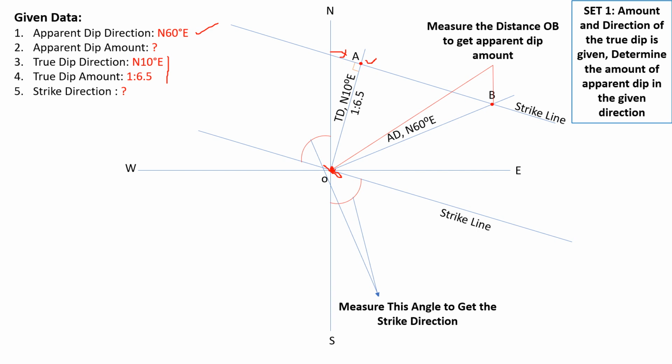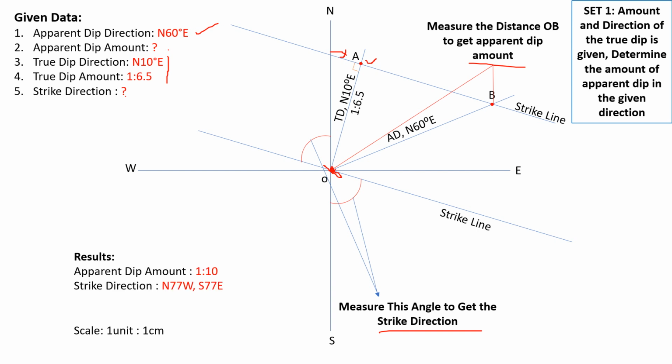Strike always has two directions. One is with respect to north and another is with respect to south. So both these directions we have to write down. So here we got the apparent dip amount as well as the strike direction. So these two parts are over. Now I'll write down the scale here, that is 1 to 1 centimeter, and I'll write down the results here.